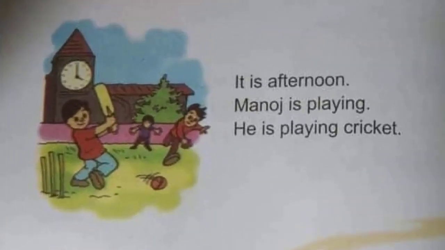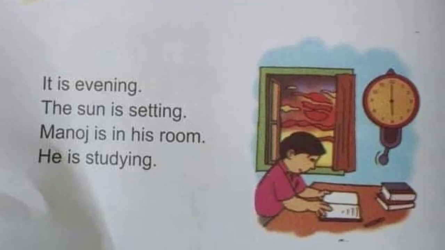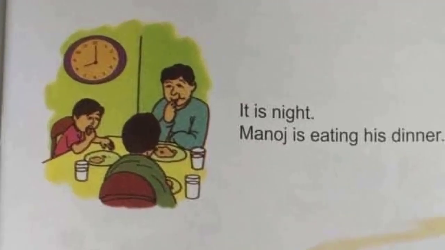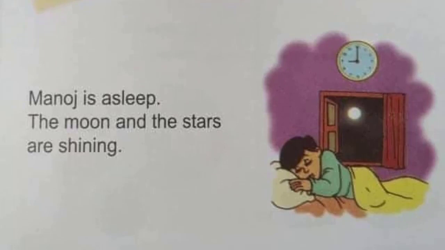Now go to page 36. It is afternoon. Manoj is playing. He is playing cricket. It is evening. The sun is setting. Manoj is in his room. He is studying. Now go to page 37. It is night. Manoj is eating his dinner. Manoj is asleep. The moon and the stars are shining.